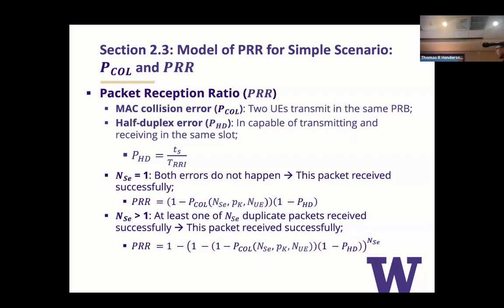Well, when NSE is greater than 1, the packet is received successfully if at least one of the duplicate packets is received successfully. So here, the inner term represents the probability that one packet is received unsuccessfully. So this whole term means the probability that none of the duplicate packets are received successfully. So 1 minus this term represents the probability that at least one of the duplicate packets is received successfully.